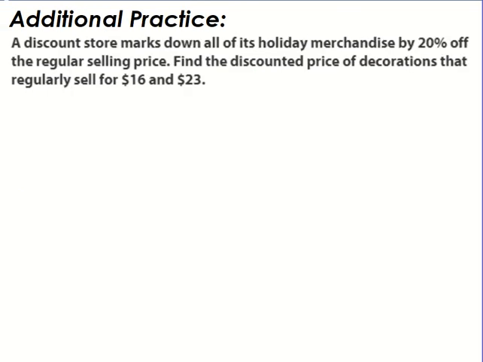So our additional practice problem, and this is kind of where we normally go onto our second page, but I'm going to let you decide, but right, this is normally our second page of our notes. An additional practice. So a discount store marks down all of its holiday merchandise by 20% off the regular selling price. Find the discounted price of decorations that regularly sell for $16 and $23.